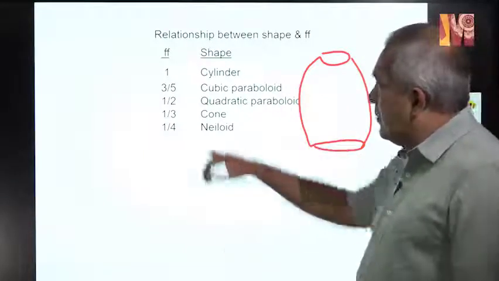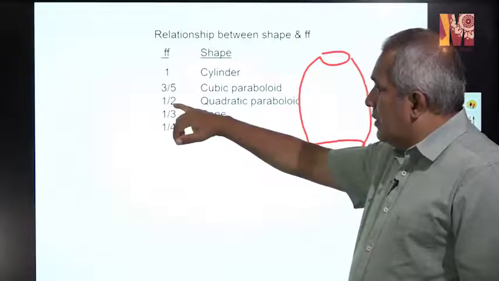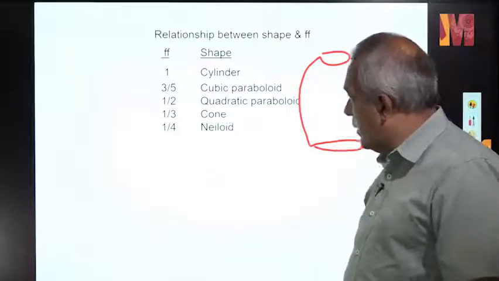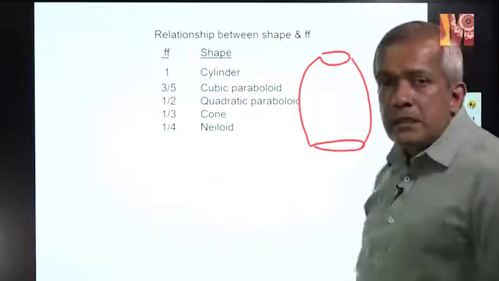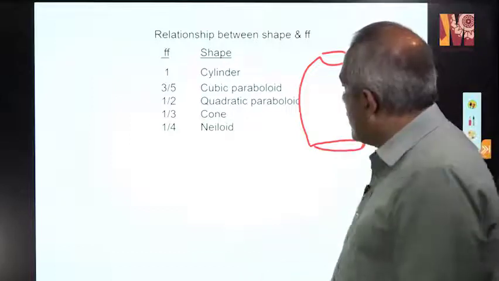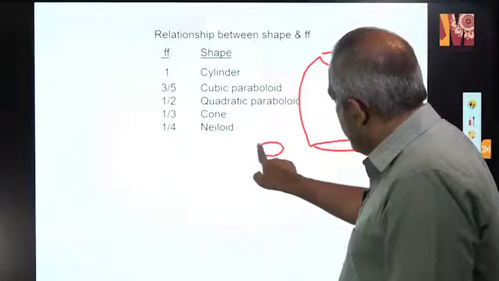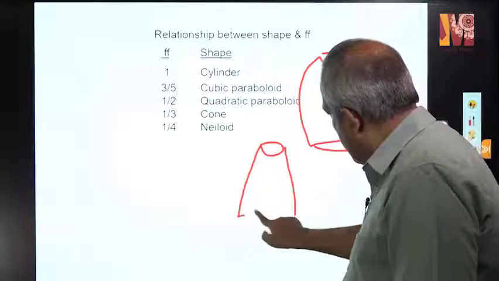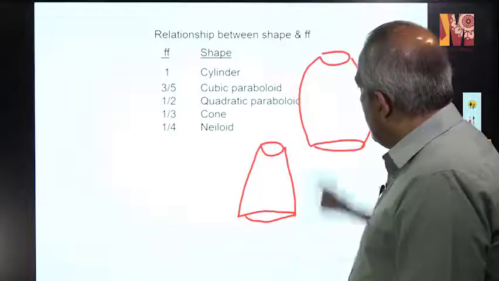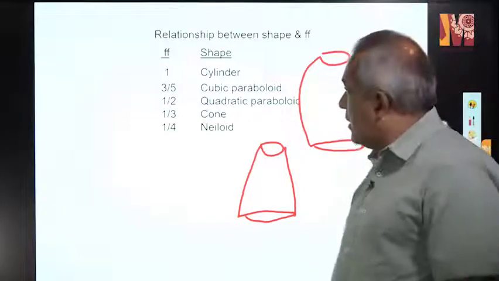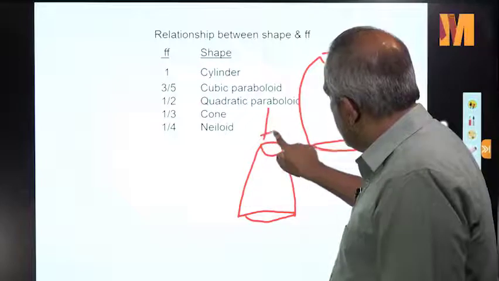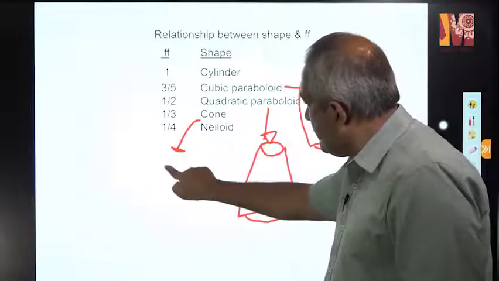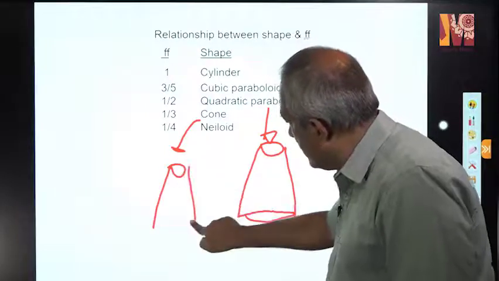Quadratic paraboloid, which is very common assumption in forestry, form factor is 0.5, half is 0.5. Quadratic paraboloid is the shape in between barrel and a cone. Therefore, it is not a barrel, it is also not a cone with a straight lines, bit thicker at the middle, but not like a barrel. Cone, now this is the quadratic paraboloid, this is the cubic paraboloid. Cone, straight.